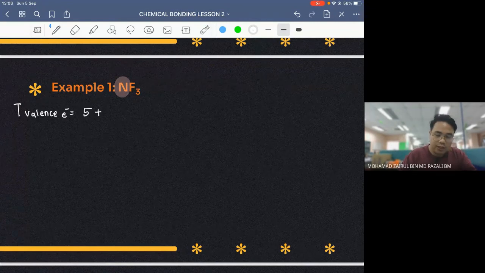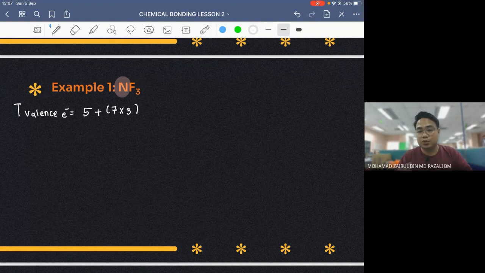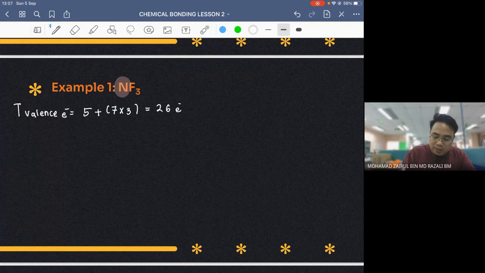Okay, fluorine. Fluorine is an element from group 17. That means fluorine has 7 valence electrons. However, in this molecule, we have 3 fluorine. So, we need to multiply the 7 by 3. Okay, since NF3 is a neutral molecule, awak tak perlu tambah ataupun tolak sebarang elektron. So, if you calculate, the total valence electron is equal to 26 electrons.